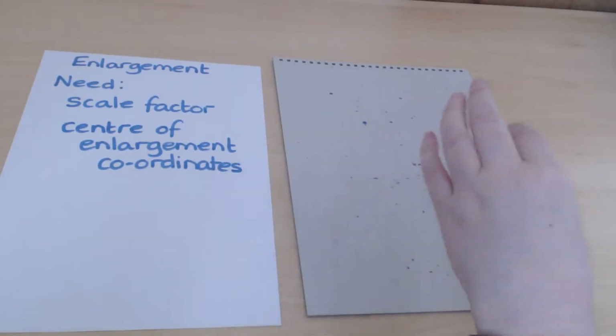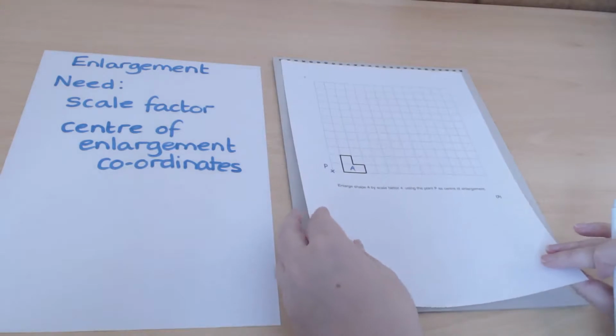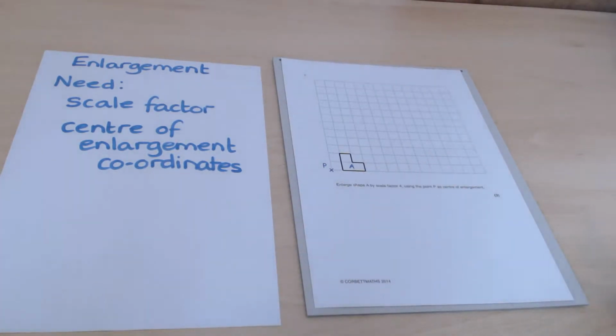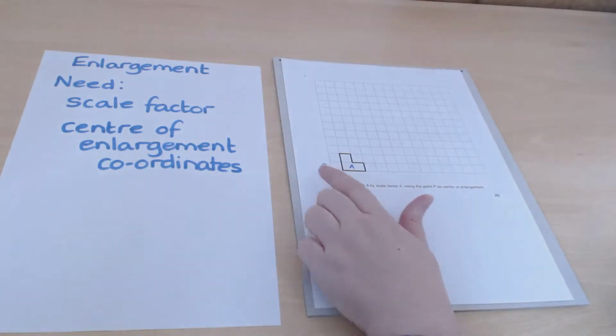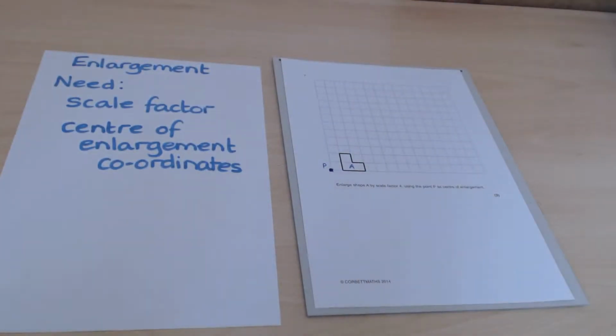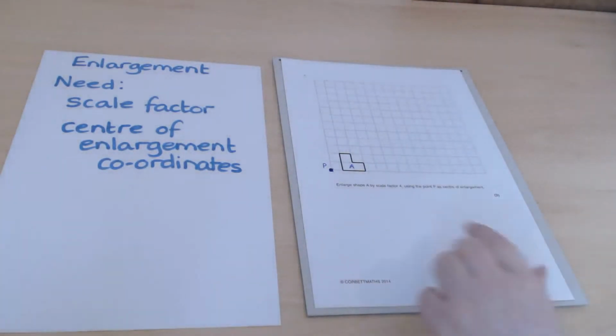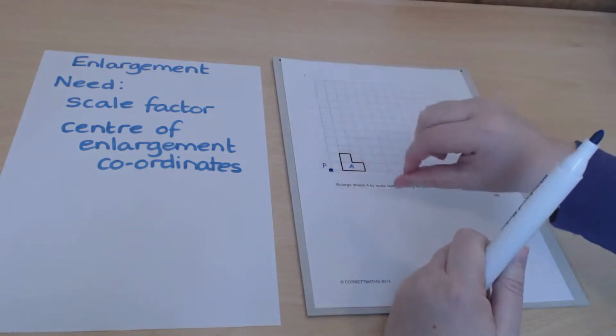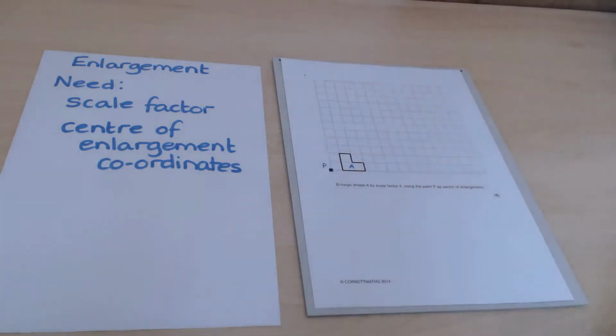So let's have a look at an example. So here's our first one. We've got a little L shape down here, and they've marked on already for us where the center of this enlargement is. I'll just blob on there a bit more. Okay, so we've got to enlarge this shape by a scale factor of 4. So that means this will be 4 times that, 4 times this as well. Okay, but the important thing is that we've got to get it in the right position.